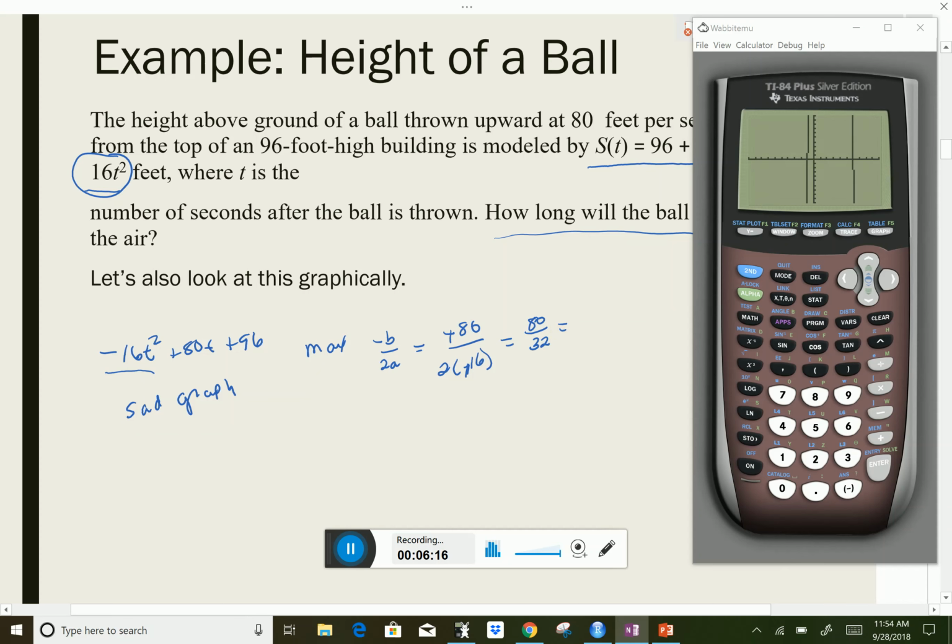Let's see, just divide them both by 16, and I would have 5 halves. So I would have 2.5. So my max is going to happen at 2.5. Well, that looks about right, right in there somewhere. And what's it going to be? So I have to put this in. So at 2.5, how high is that going to go?